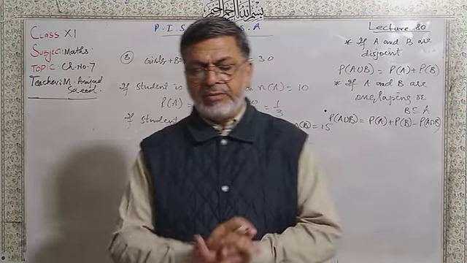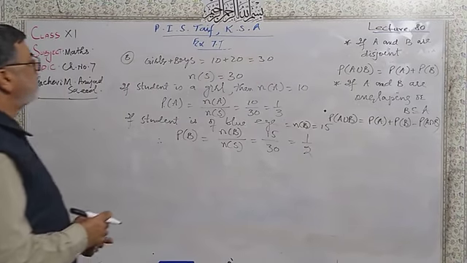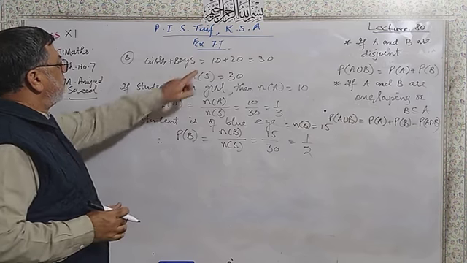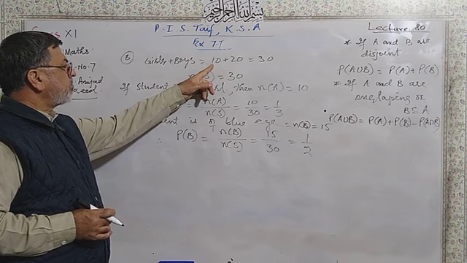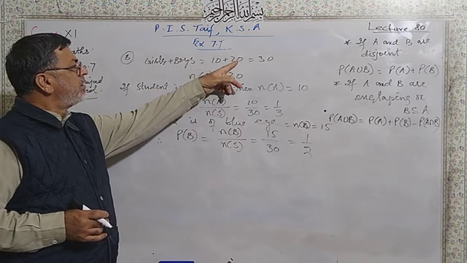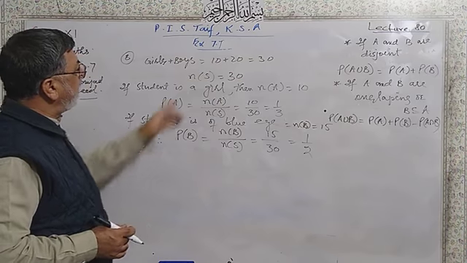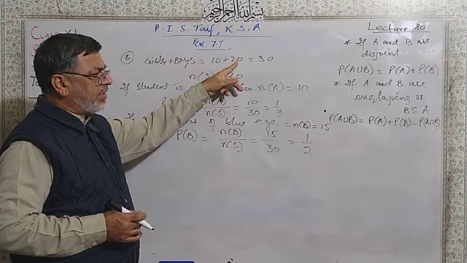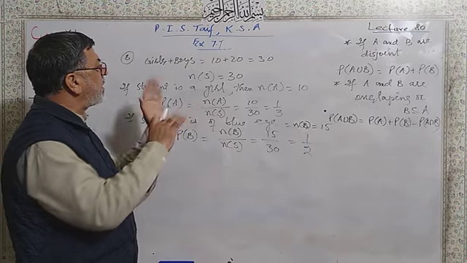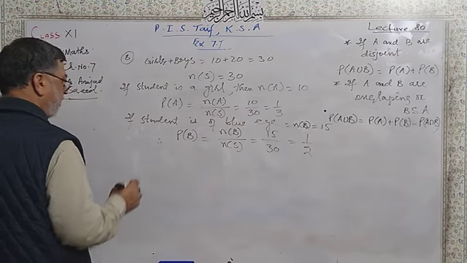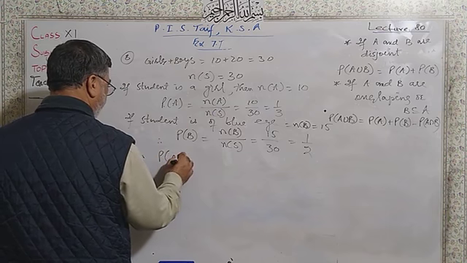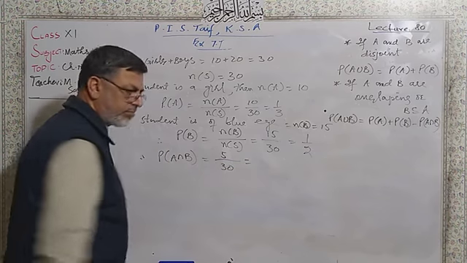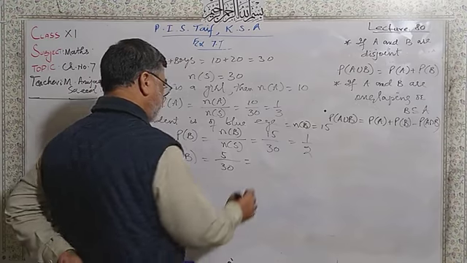So what is common in both? Definitely, in blue-eyed students, there are 5 and here are 10. So definitely, 5 from girls and 5 from boys are different. But 5 will be common in both. Therefore, probability of A intersection B is equal to 5 over 30. That will be equal to 1 over 6.